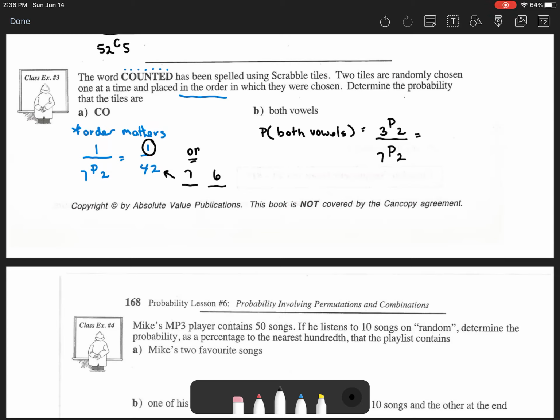So there's your probability. 3P2, which is 6, all over 7P2, which is 42. That will reduce to 1 over 7. And there you go.